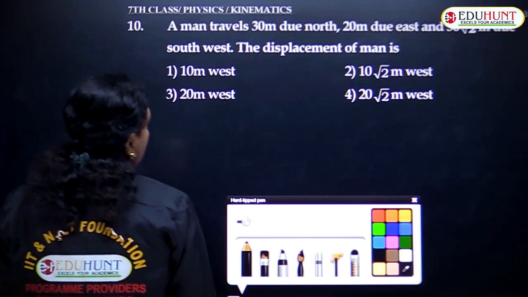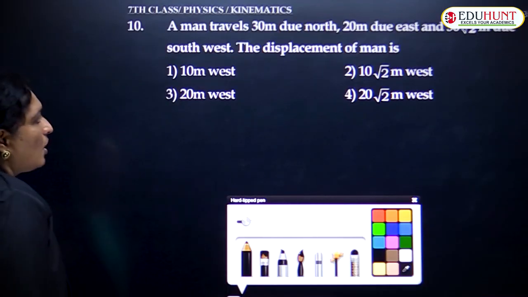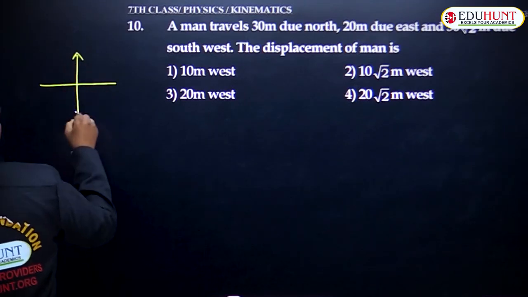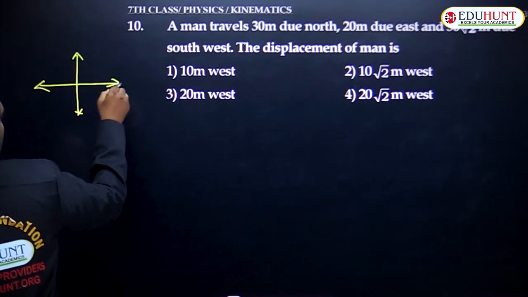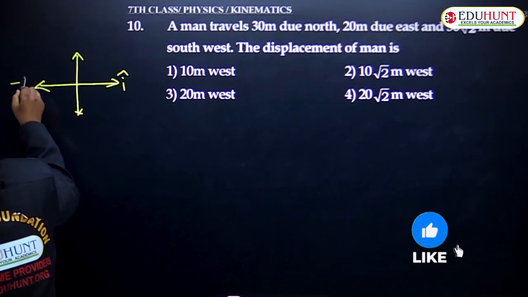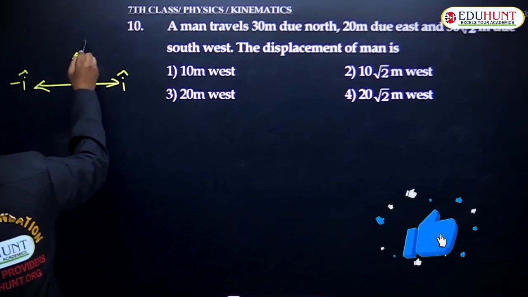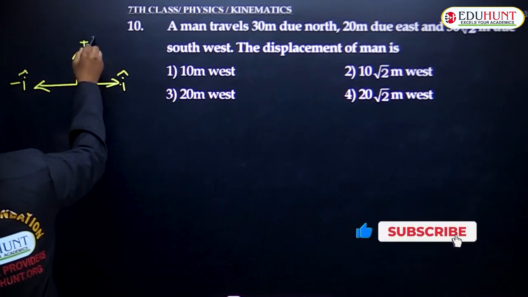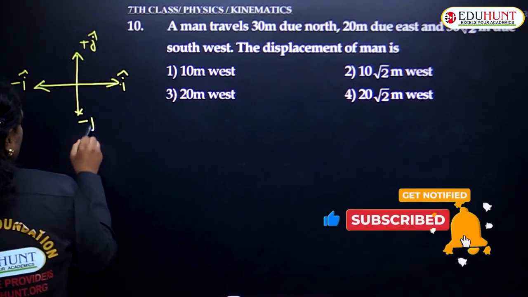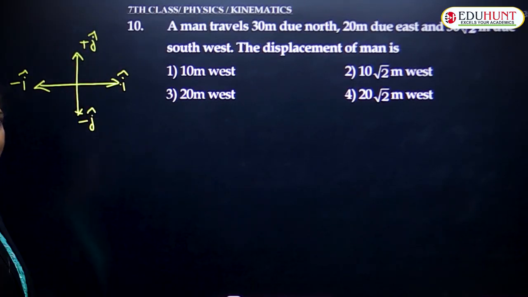So children, the given data means north, south, east, west. East is represented on the x-axis by i cap. West means negative x-axis, minus i cap. North is positive y-axis, plus j cap, and south is minus j cap.